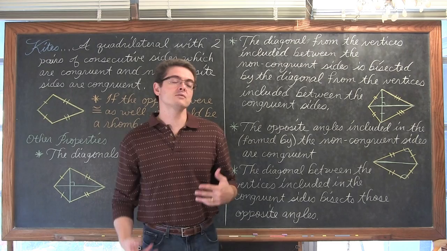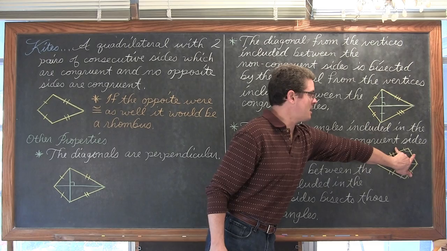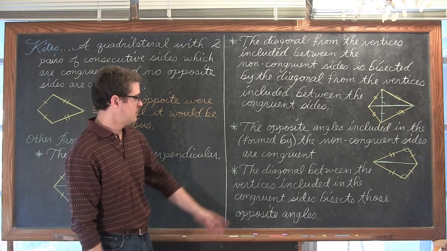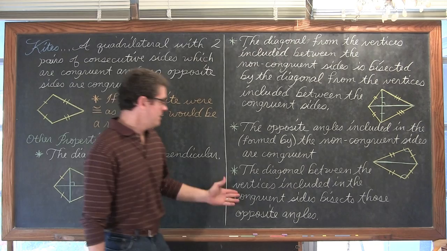So again, the angles formed by the non-congruent sides, or included between the non-congruent sides, are going to be congruent, always in a kite. The diagonal between the vertices that are included in the congruent sides, or formed by the congruent sides, that diagonal is going to bisect those opposite angles.